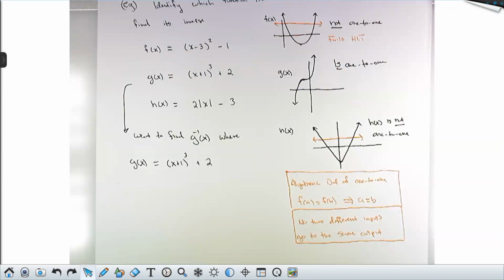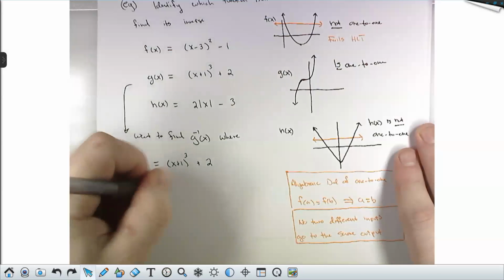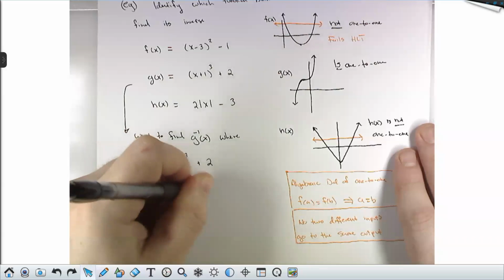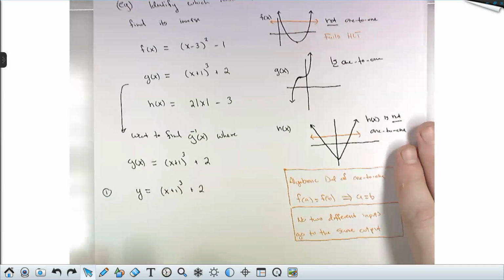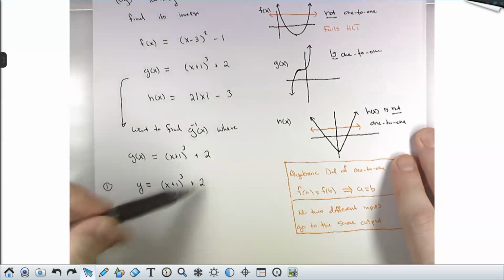So we had a 4-step process here, remember? Our first step was to just write y equals instead of g of x or f of x equals. And then our second step was to solve this for x.